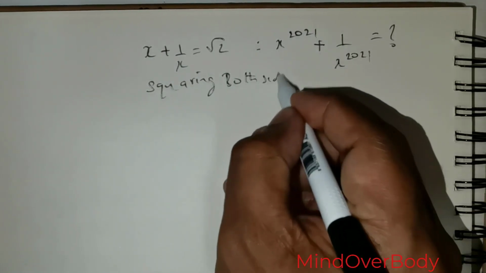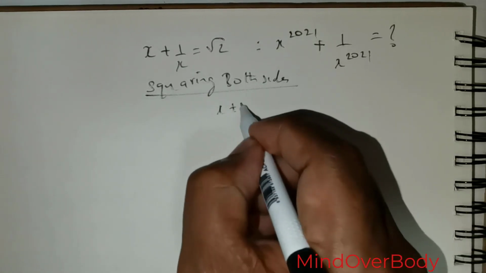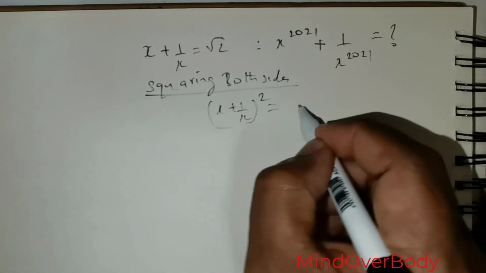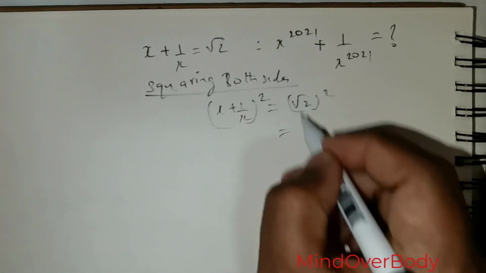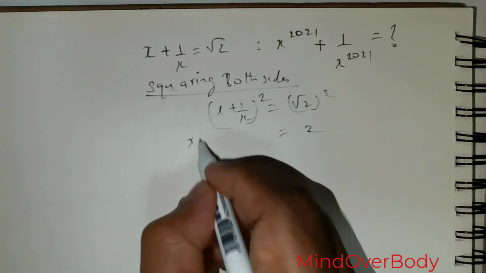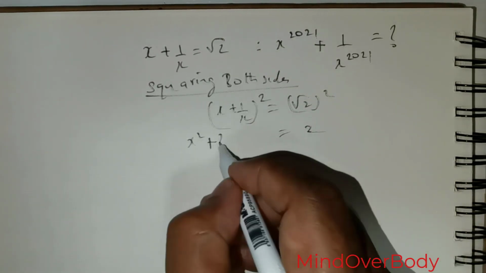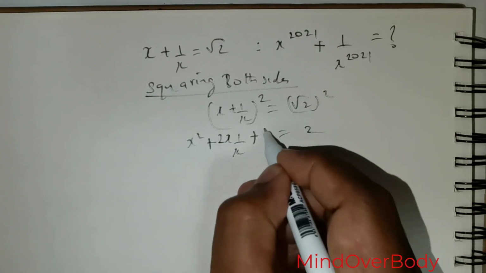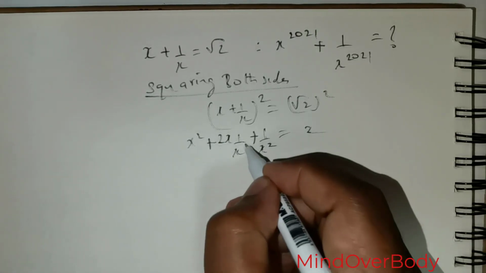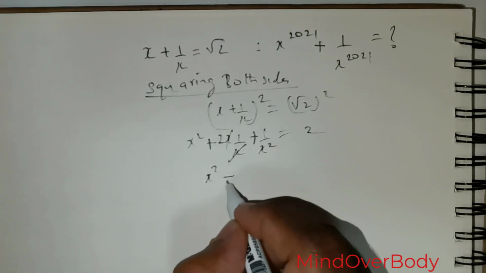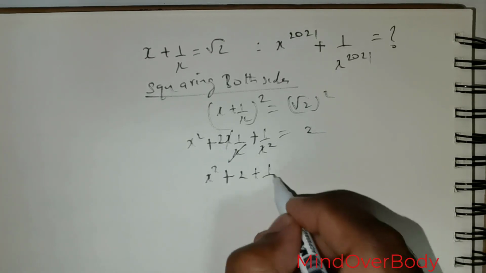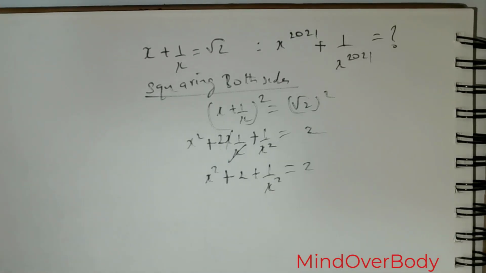So if I were to square both sides, I would get (x + 1/x)^2 = (root 2)^2. On the right I get 2. This is x^2 + 2 times x times 1/x + 1/x^2. x and x get cancelled, giving me x^2 + 2 + 1/x^2 = 2. This is what I get.